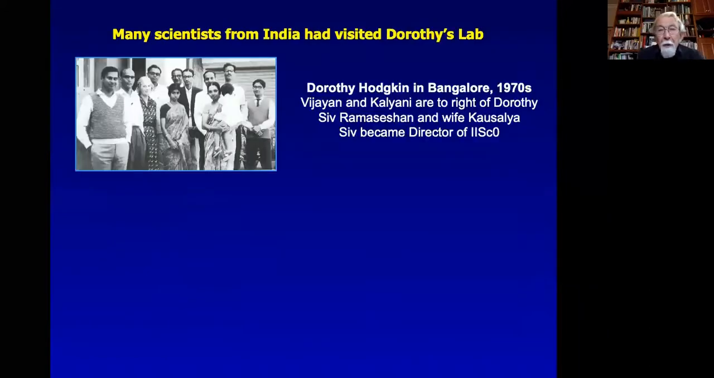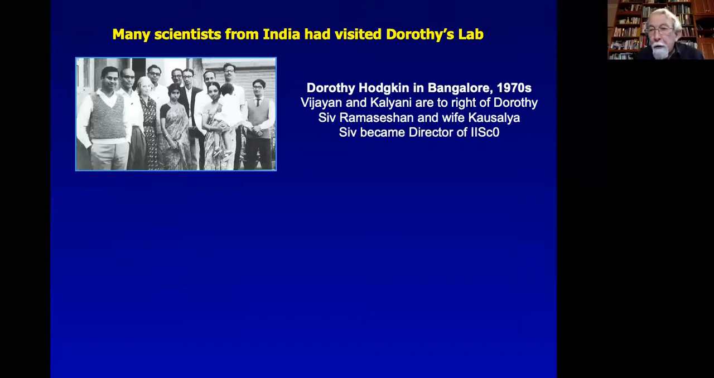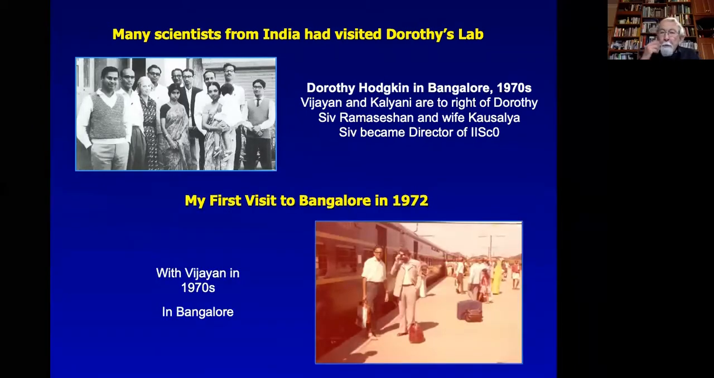And of course, I was lucky because Dorothy Hodgkin had many friends, including Siv Ramaseshan and others who'd been students in her lab who were back in India. So I met up with Vijayan and Kalyani and Siv Ramaseshan and met many other Indians in Bangalore, where I stayed for some time. So that was my first visit to Bangalore.